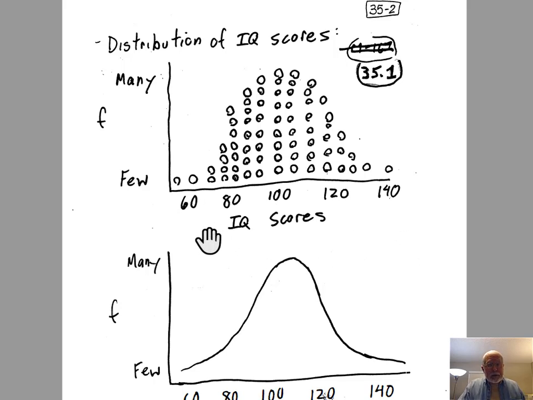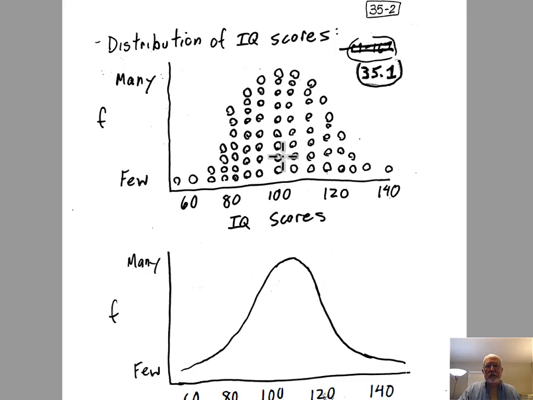This is a frequency distribution. Notice the little F on the y-axis indicating that we're counting how many people had each score. The dots represent people. We have a lot of people that had a score of 100 on this IQ test. There's a dot, which means a person got that score.